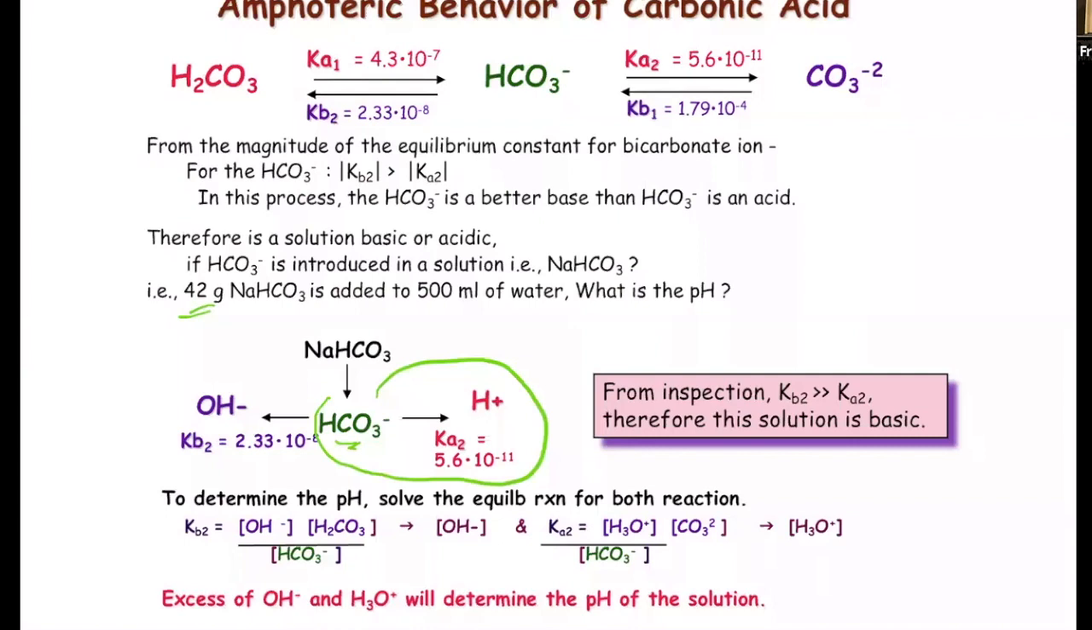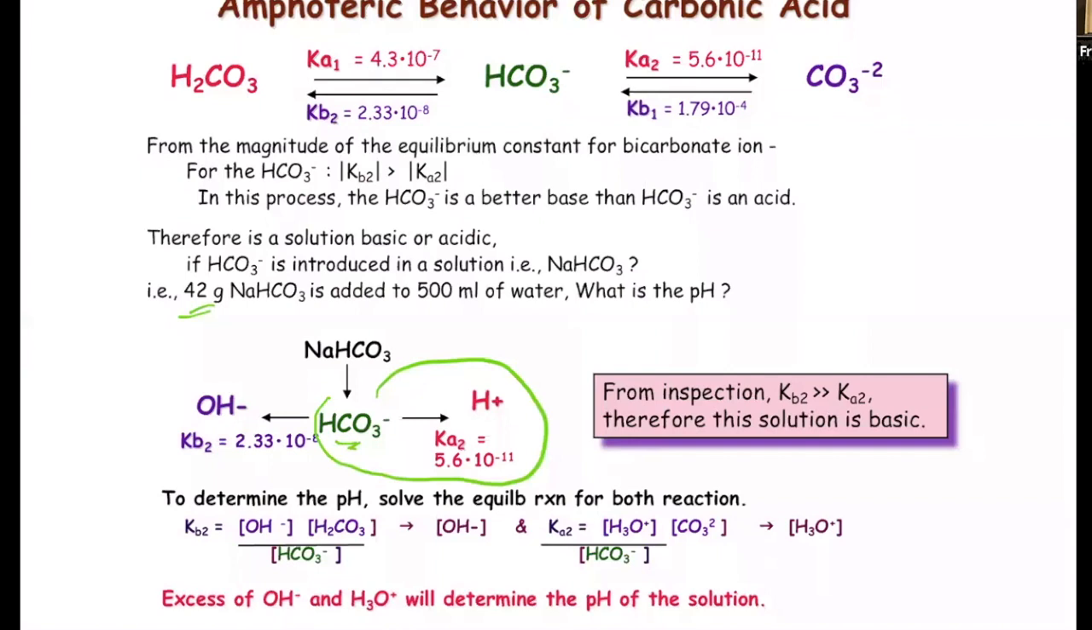Because if you look at the molar mass of sodium bicarbonate, sodium's about 23, carbon is 12. Actually, 42 is 0.5 moles, okay? 0.5 moles, because if you add 48, which is 3 oxygen, 12, 23, and 1, that's about 82 grams per mole. And 42 is half of that, so that's 0.5 moles.